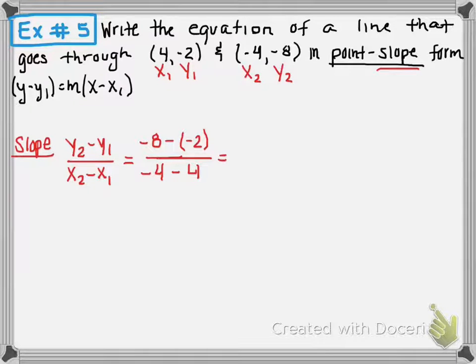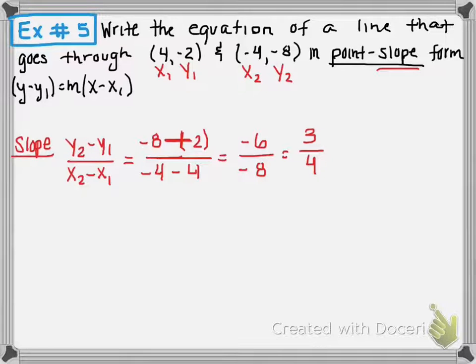So on the top of my fraction, again, I like to turn that minus a negative right into a plus sign. Negative 8 plus 2 gives me negative 6 on top. And on bottom, negative 4 minus 4 gives me a negative 8. And then we always want to simplify our fraction if we can. So I can divide the top and the bottom by a negative 2. And when I do that, I get a positive 3 over 4. Right? Because a negative divided by a negative just gives me a positive. So my slope is positive 3/4.